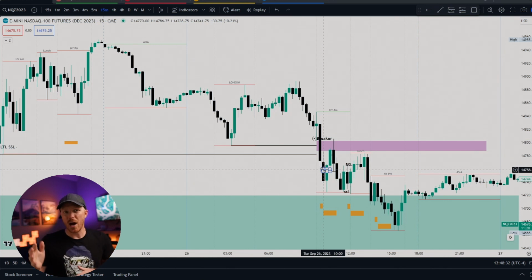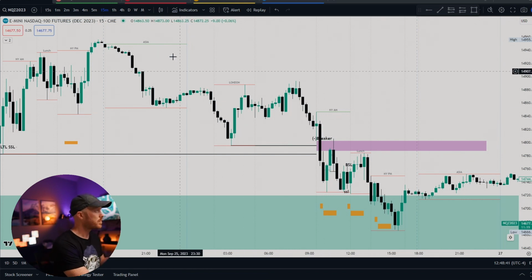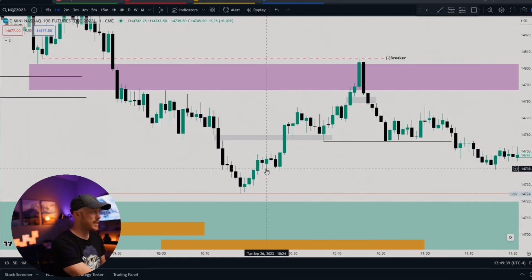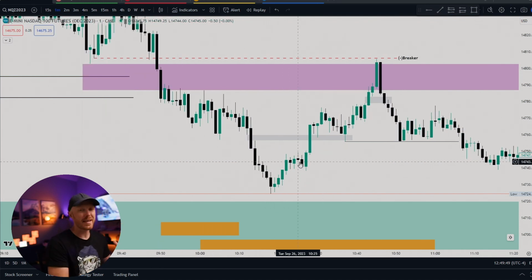Once I do the hour and the 15-minute, I'm then getting down into the 1 minute, because that's really where I'm going to be printing everything off. I go down to the 1 minute and I'm looking for inefficiencies, that I see setups actually happening, and I'm looking for my models in the price action. So I'm going to put in some key levels that I have identified on here.